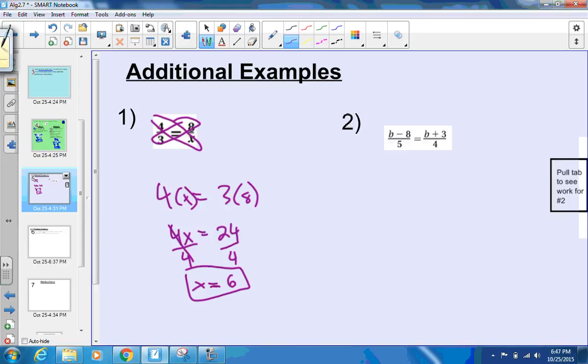Okay. Now we're going to do the same process with number 2. And again, if you open up these smart slides from Moodle, you can look at the work by pulling that tab. I'm just going to work through it with you right now, though. We're still going to do the cross products. I'm going to put parentheses around these now just because we're going to need them. We are going to do the cross product of this one and the cross product of this one.